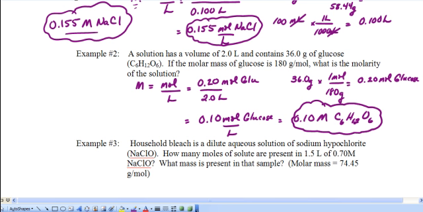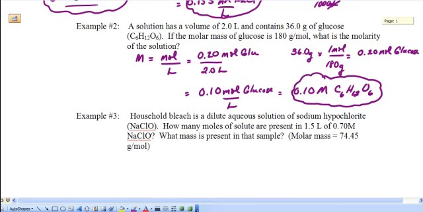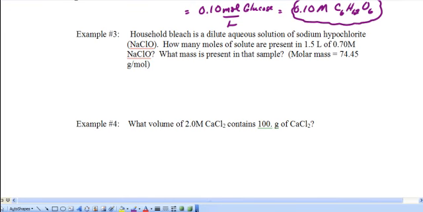Now in example number 3, we're going to change this up just a little bit because we're not going to solve for molarity. We're going to tell you what molarity is. Let's go ahead and take a look. Household bleach is a dilute aqueous solution of sodium hypochlorite. How many moles of solute are present in 1.5 liters of 0.70 molar sodium hypochlorite? And then what mass is present in that sample? So, again, start with your equation. Molarity equals moles of solute per liter of solution.